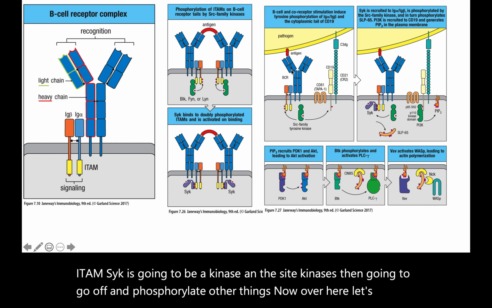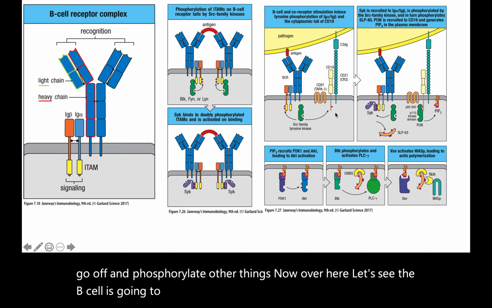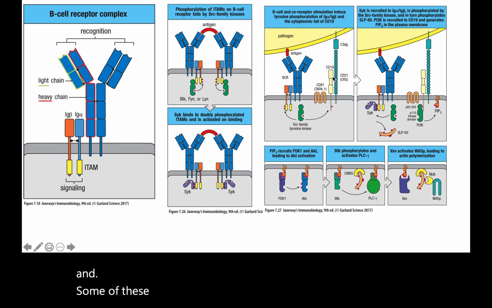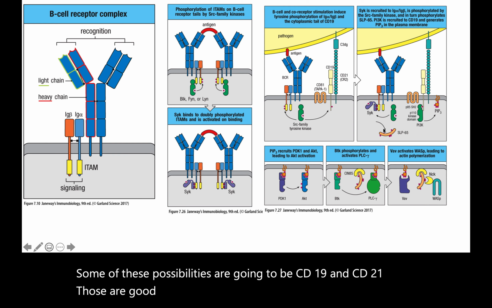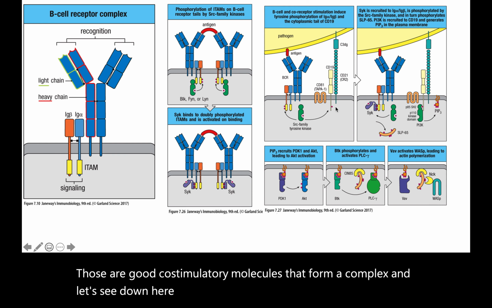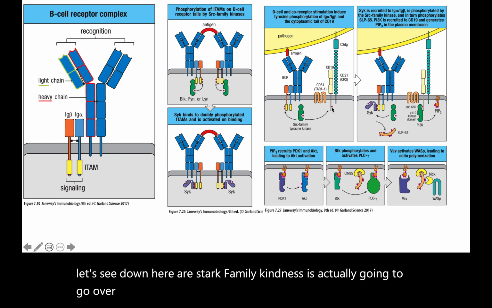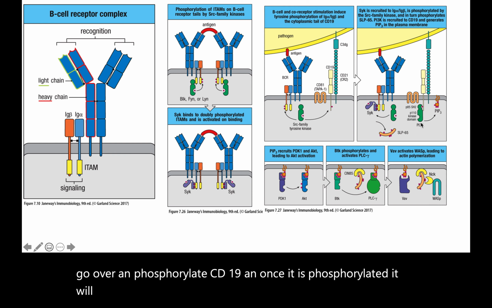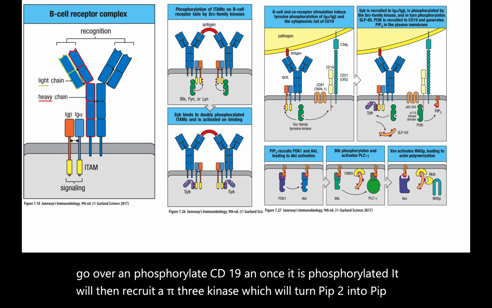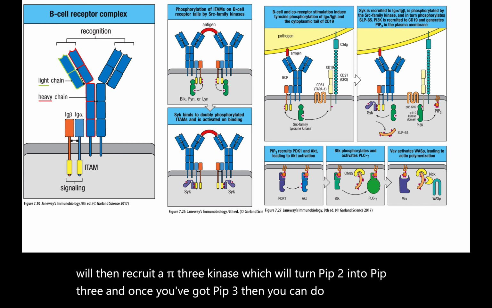Now, over here, let's see. The B cell is going to have a co-stimulatory receptor, which is fine. And some of these possibilities are going to be CD19 and CD21. Those are good co-stimulatory molecules that form a complex. And down here our Src family kinase is actually going to go over and phosphorylate CD19, and once it is phosphorylated, it will then recruit a PI3 kinase, which will turn PIP2 into PIP3, and once you've got PIP3, then you can do all that same other stuff.